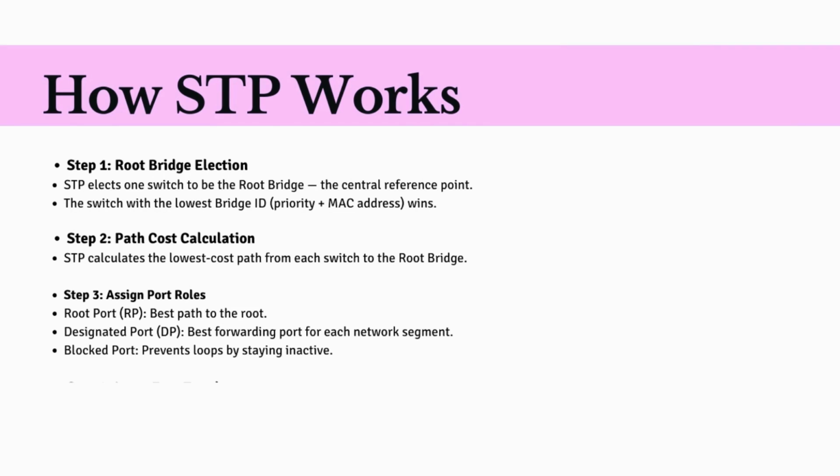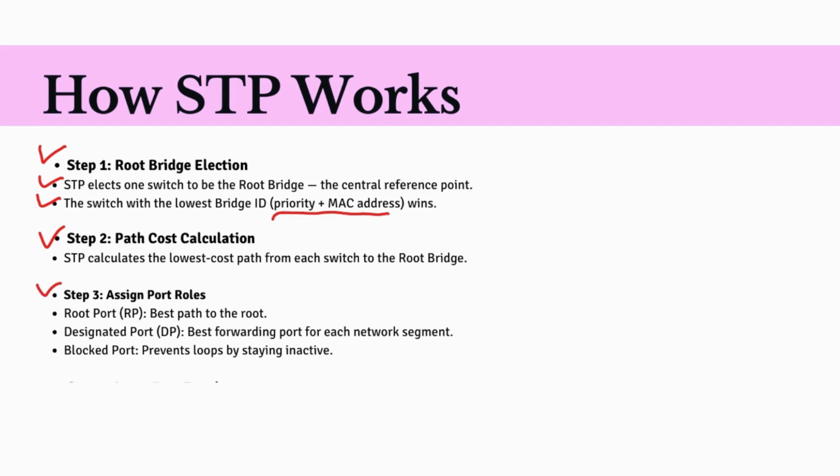How STP works. Step 1 is root bridge election. STP first elects one switch to be the root bridge, the central reference point; you can call it the boss of the network. The selection is based on bridge ID, which is priority plus MAC address. The switch with the lowest bridge ID will win and become the root bridge. Step 2, path cost calculation. STP calculates the lowest cost path from each switch to the root bridge.